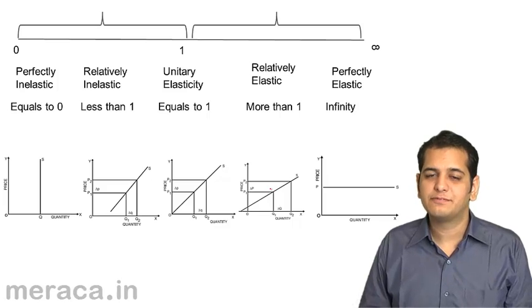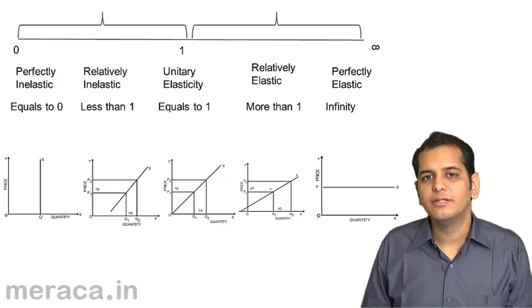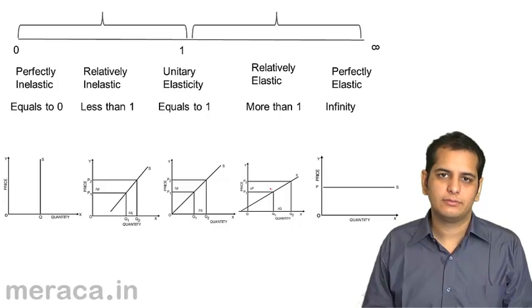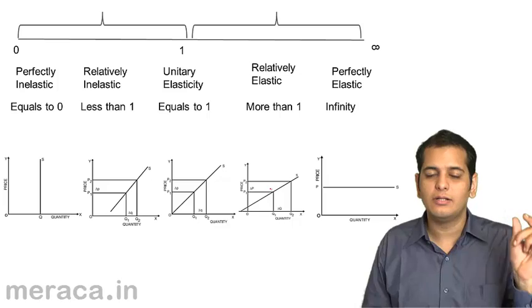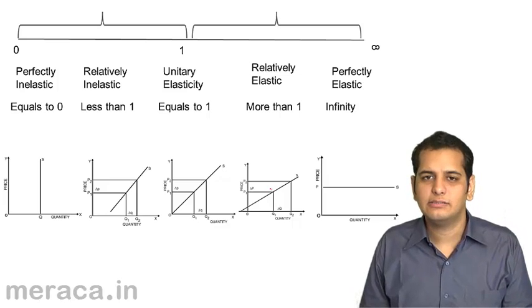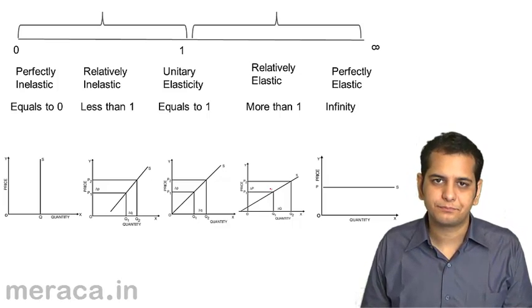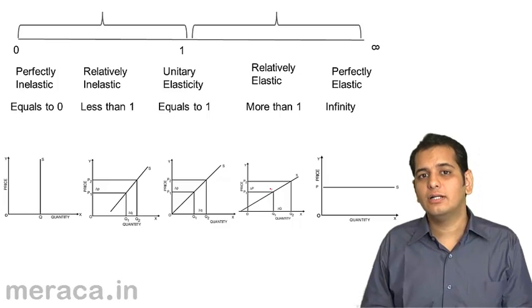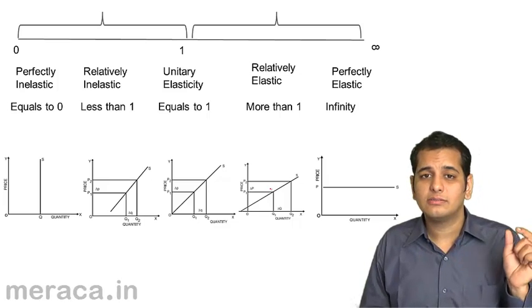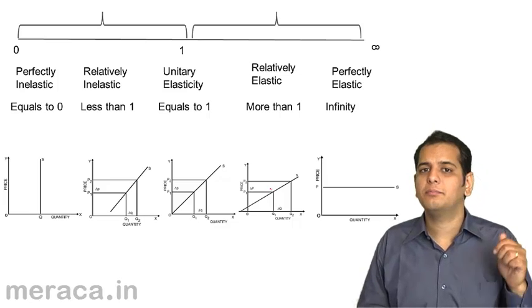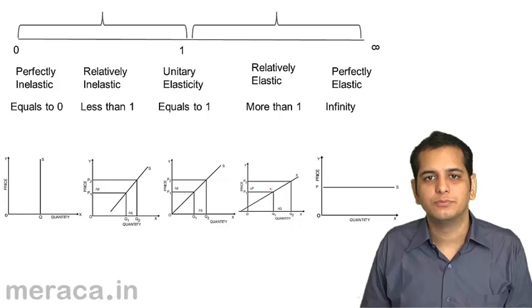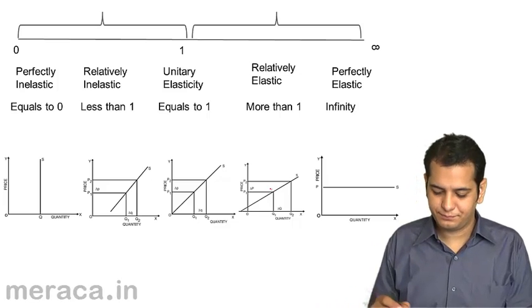Until now, we have seen how to calculate the elasticity of supply. When we calculate the elasticity of supply, we get a number which we call elasticity of supply. But now let's understand what that number means. How to interpret that numerical value? Let's see.